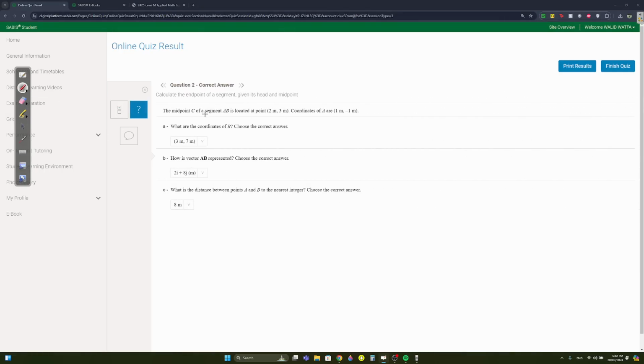The midpoint C of a segment AB is located at a point 2, 3. So this is the midpoint. Okay, the coordinates of A are this. What's B? We know that the midpoint M is equal to x1 plus x2 over 2, comma y1 plus y2 over 2. Okay, x1, in this case, x of A and x of B, right? So x of A plus x of B, this is y of A and this is y of B.